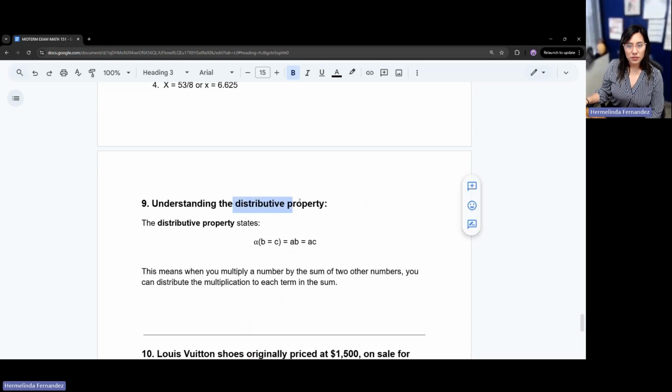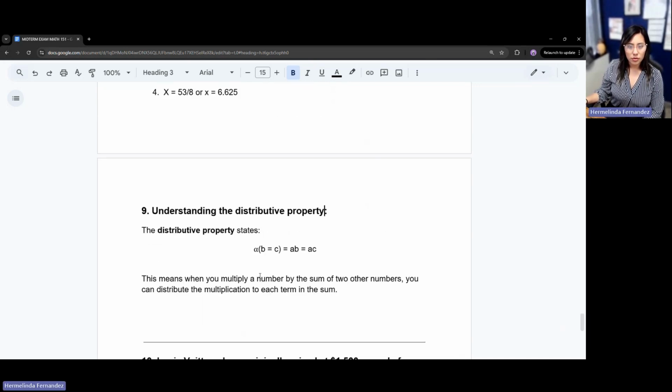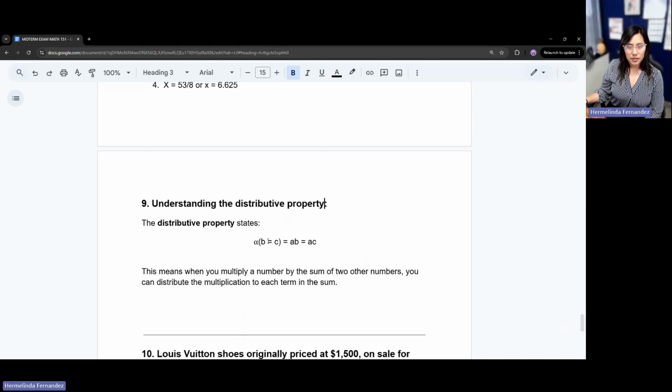Now, make sure you know this vocabulary word, distributive property. Okay, so this means that when you multiply a number by the sum of two other numbers, you can distribute the multiplication to each term in the sum. Okay, so make sure you understand what distributive property is. So remember parentheses, so you have A, B, and then you have A, C. So you're just distributing that A to form something different, okay? So if this was like 1 and 2, it would be like 1 and 2, and then 1 and 3, okay?